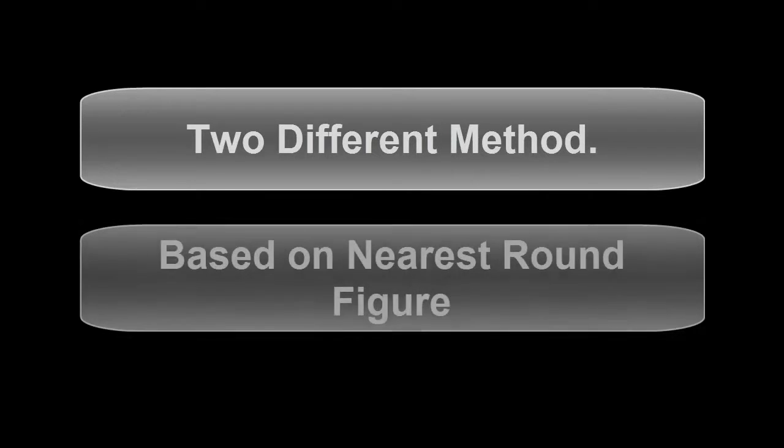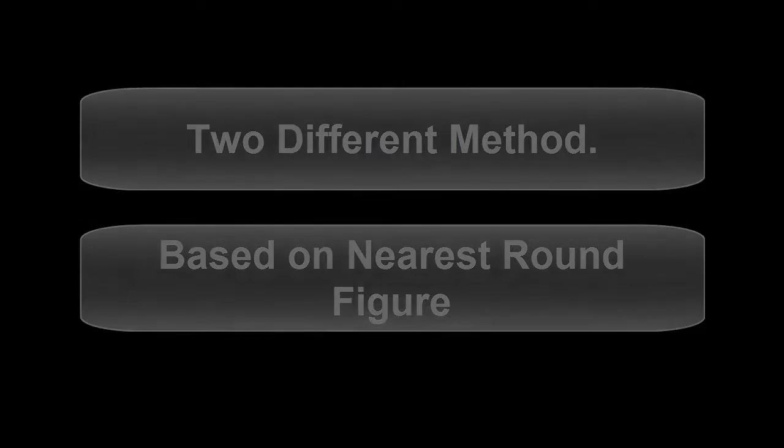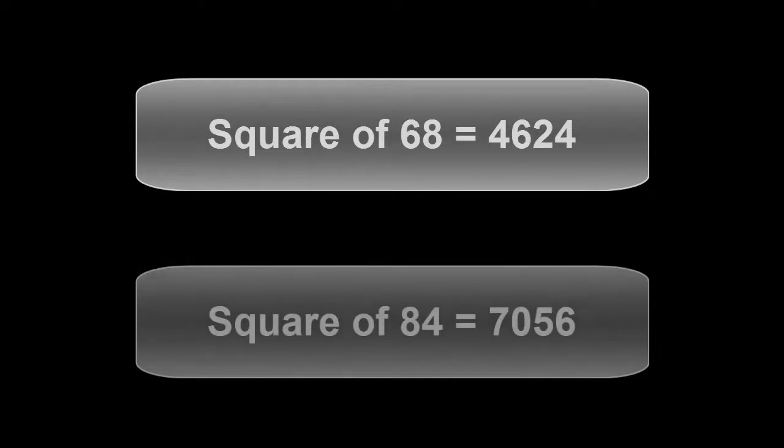There are two different methods based on the nearest round figure. We will understand both of these methods by using the following two examples of making the square of 68 and 84, and then I will explain the difference between these two methods. So let's move ahead with the first example of making the square of 68.